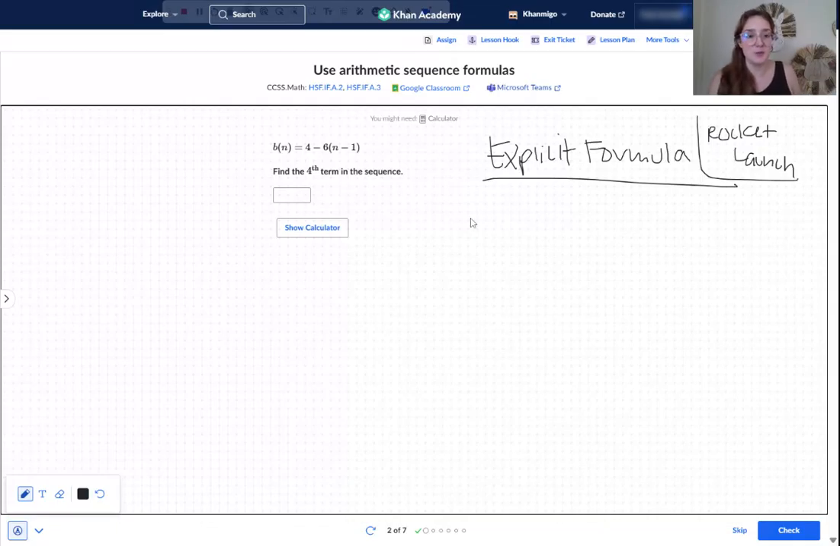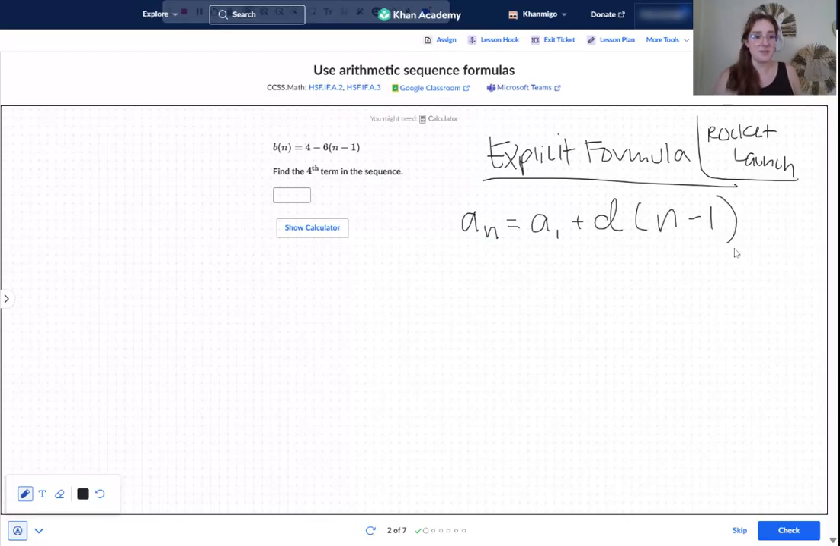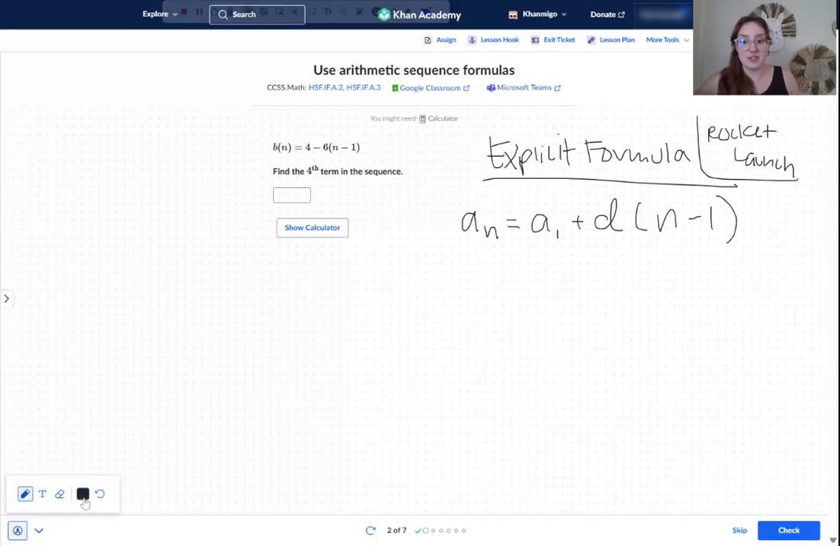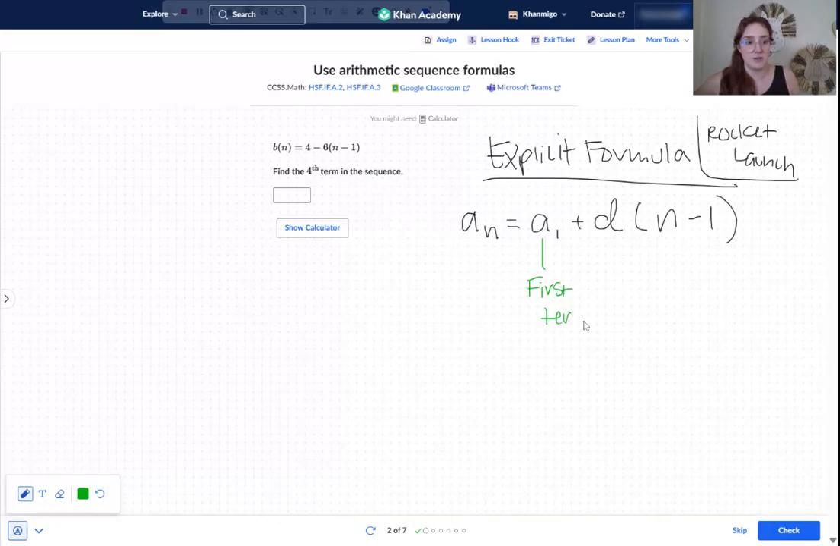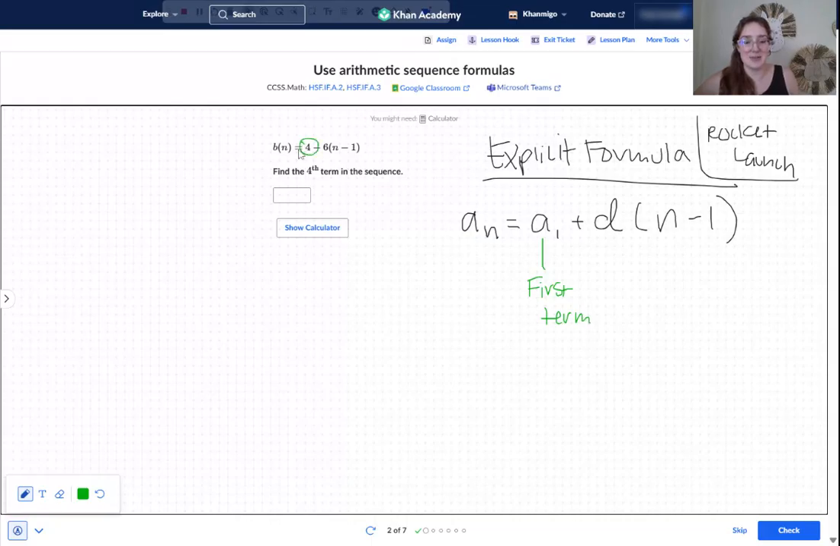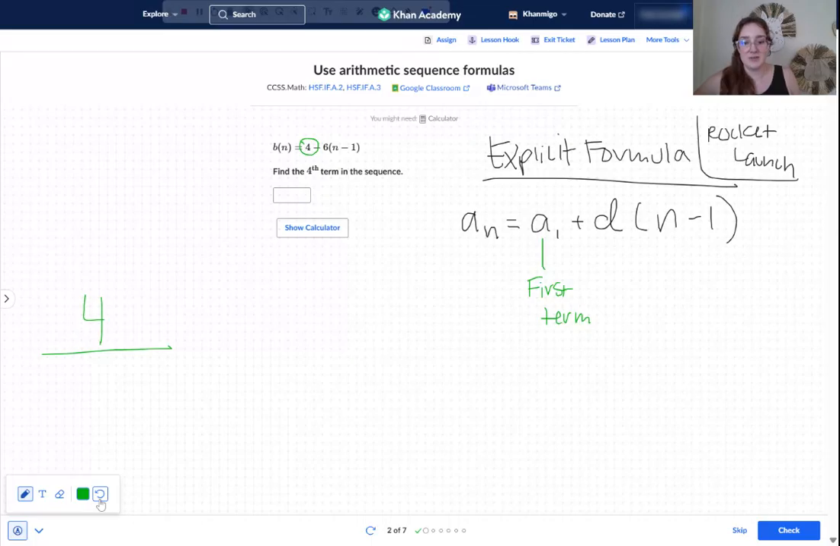Okay. Explicit formula, what does that tell us? It's A sub n equals A sub 1 plus D times n minus 1. Okay. So we can see we've got some information that they're telling us. They're giving us the formula. A sub 1, again, this is always our first term in the sequence. So that's going to be 4.